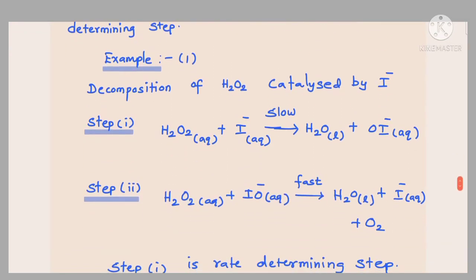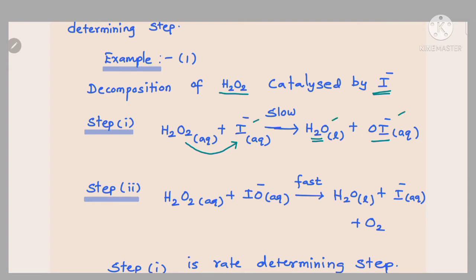Let's have an example: decomposition of hydrogen peroxide in presence of catalyst iodine. Actually, this hydrogen peroxide dissociation occurs in two steps. The first step is the hydrogen peroxide, which is in aqueous form, reacting with I minus, the iodide ion. Oxygen from hydrogen peroxide will be added to I minus, so that you get IO minus. Once oxygen is removed from hydrogen peroxide, you get H2O liquid. So this is the first step: hydrogen peroxide reacts with I minus ion, giving water liquid plus IO minus.